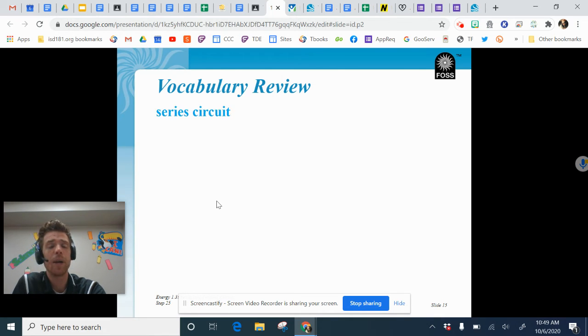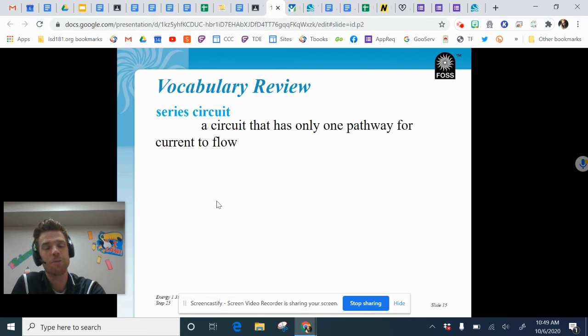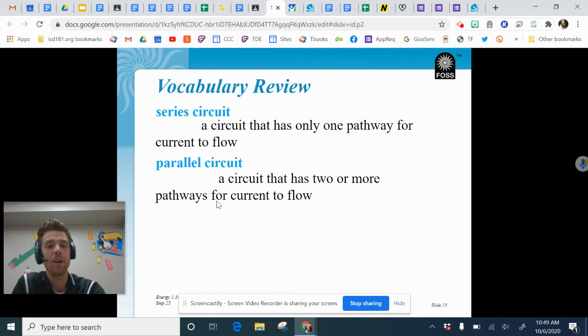Reviewing vocabulary here, we have a series circuit, and that is a circuit that has only one pathway for our current to flow. And lastly, we have a parallel circuit, a circuit that has two or more pathways for our current to flow. Those are our two vocabulary words. They will be on your quiz on Friday, so please make sure you know the difference between a series and a parallel circuit. Please make sure that you, number one, drew a series circuit, and number two, that you drew a parallel circuit in your notebook. That was your responsibility for our assignment for today.